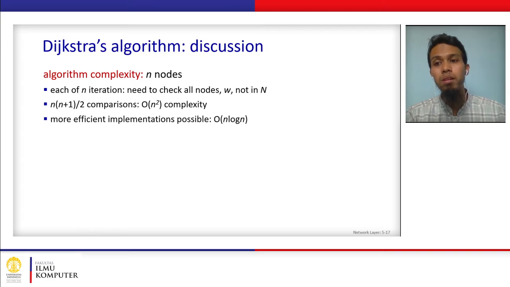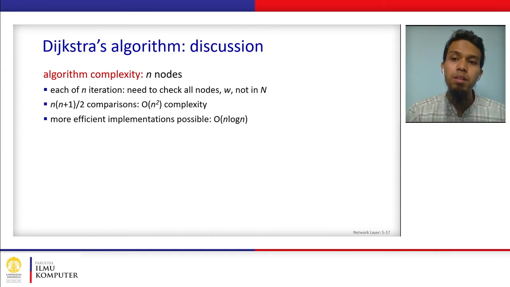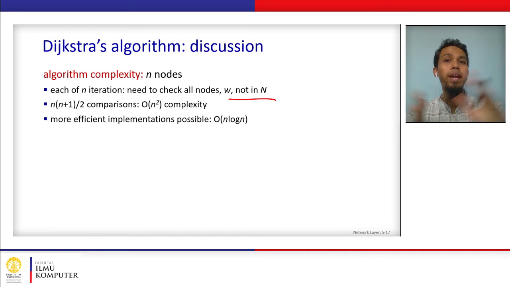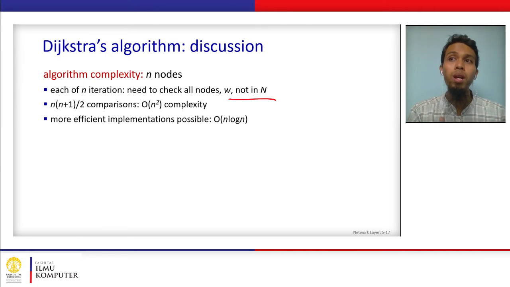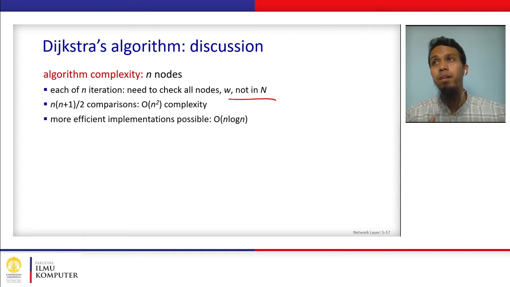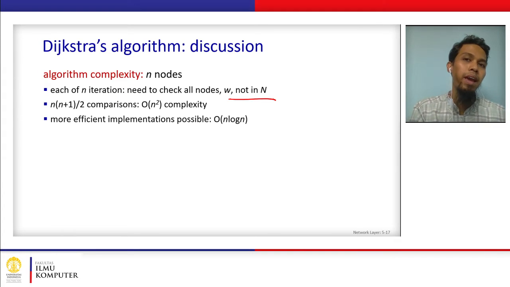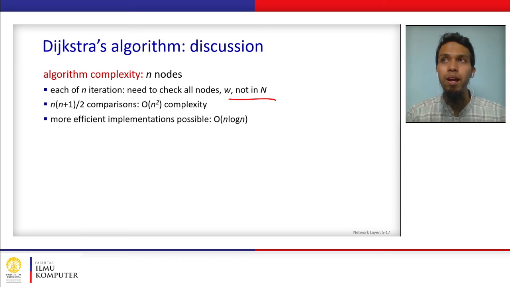So for n nodes, in each of n iterations, we need to check all nodes w not in N. So basically, we start with n nodes, and then the next iteration n minus one, the next n minus two, n minus three, and so on until we are left with only one. So basically we are summing 1 plus 2 plus 3 until plus n. So it becomes a sum of a series of the first n integers.